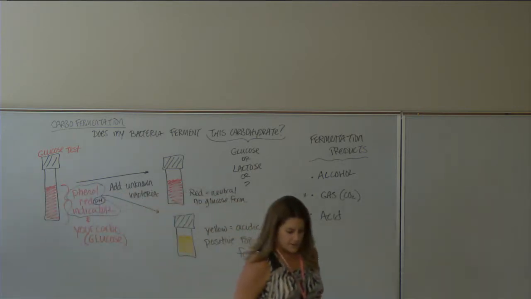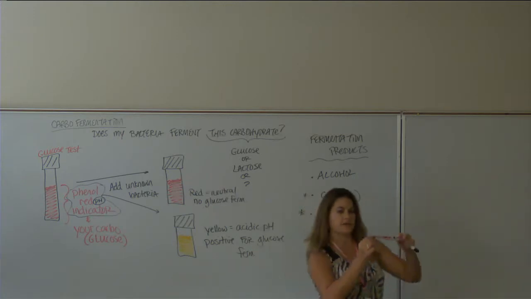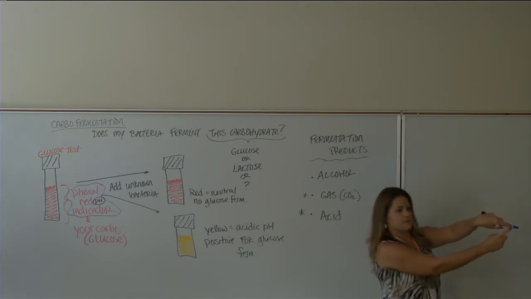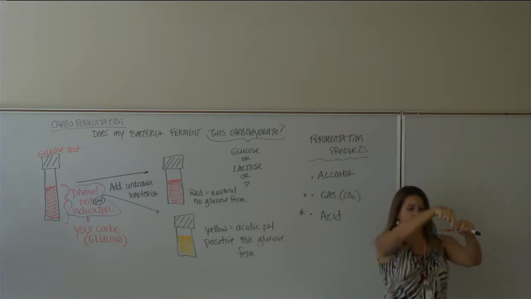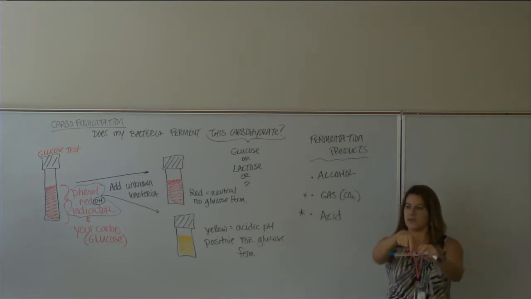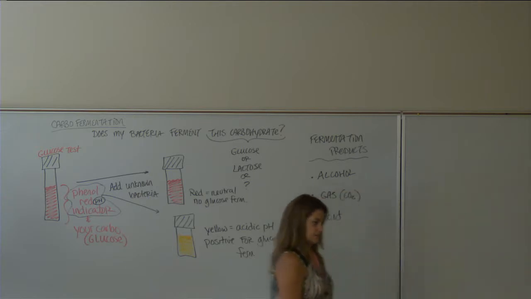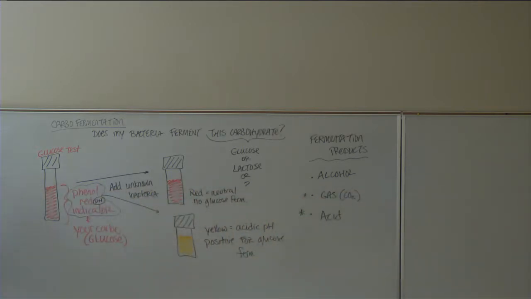So looking at Amanda's tube, here's her glucose test, the first one. It's yellow. So is it positive or negative? Positive. If we look at her sorbitol, which is this one right here, it's nice bright red. That would be negative. Okay, so that's how you would check these results. All right, so that's taking a look at carbohydrate fermentation.